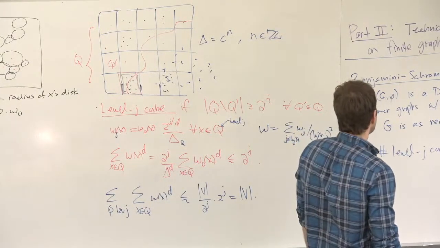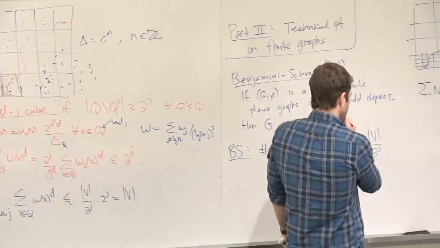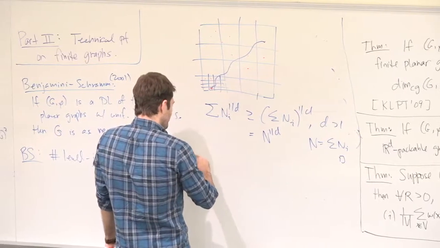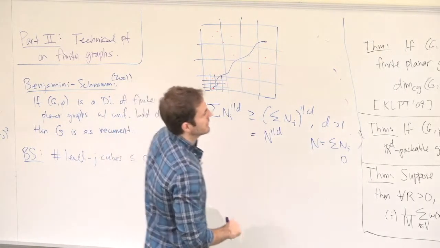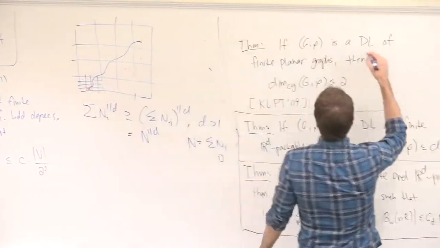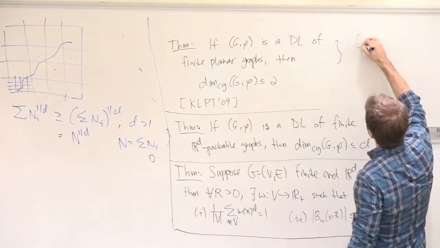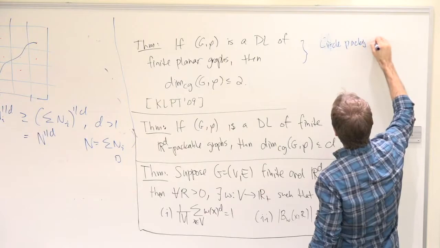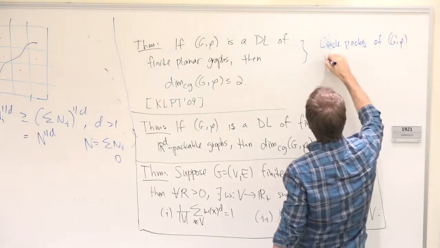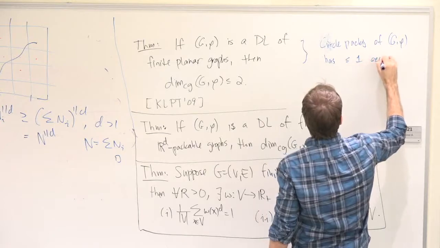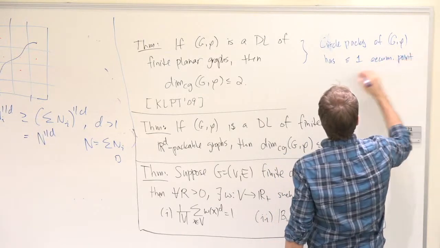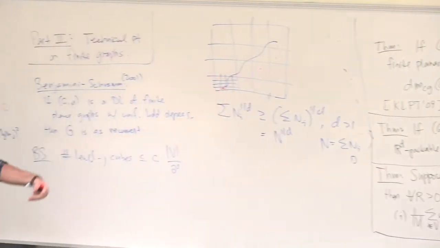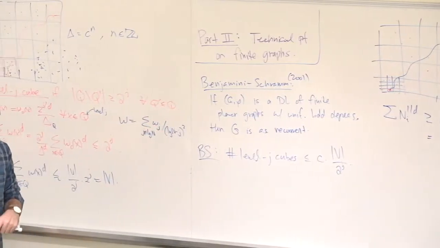So by the way, what did Benjamini and Schramm prove? Their main result: the way that they get recurrence is saying that under the assumption of this theorem, the circle packing of G rho has at most one accumulation point in the plane. So they prove this theorem, and then from known results, it follows that the random walk is recurrent.